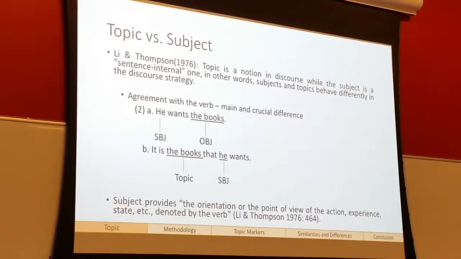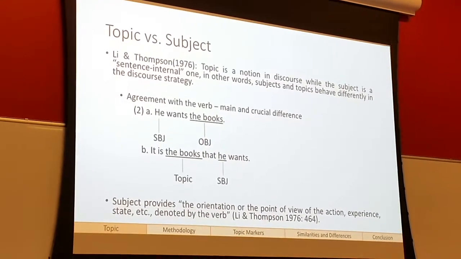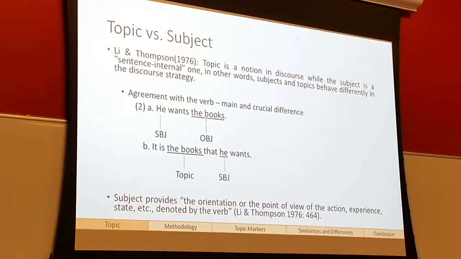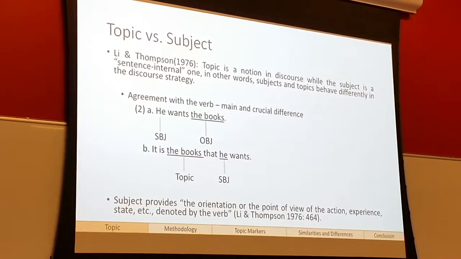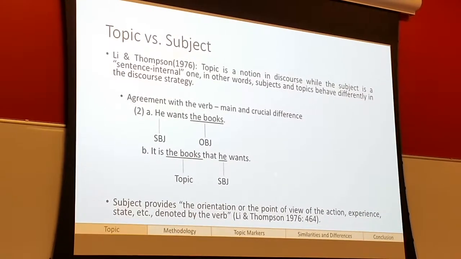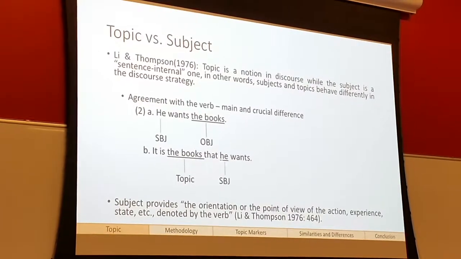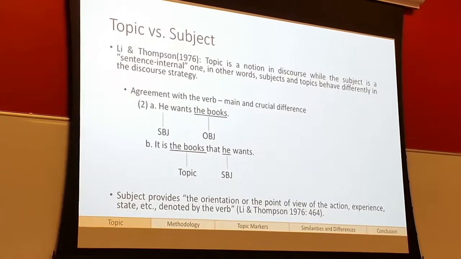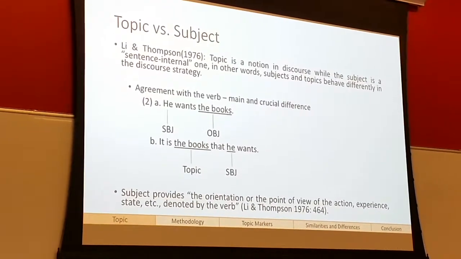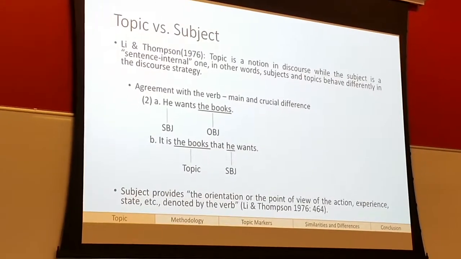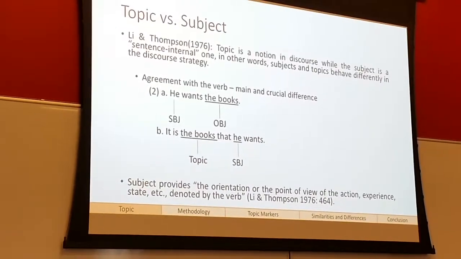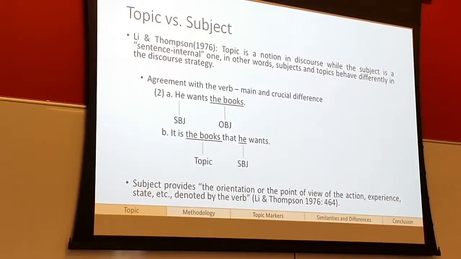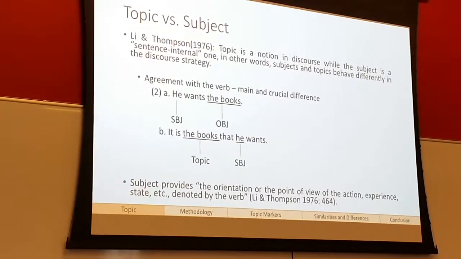They mentioned that one of the most important features between topic and subject is the agreement with the verb. As example 2 shows, he wants the books. See, the wants here is related to he, but not the books. And also in B, there is a typical topic sentence in English. So it is the books that he wants. And wants here also agrees with the subject, but not the topic. So agreement with the verb is the main and crucial difference. Also, they discussed that the subject provides the orientation or the point of view of the action, experience, state, etc. denoted by the verb. In other words, we can regard it like verbs are always related to the subject rather than the topic.